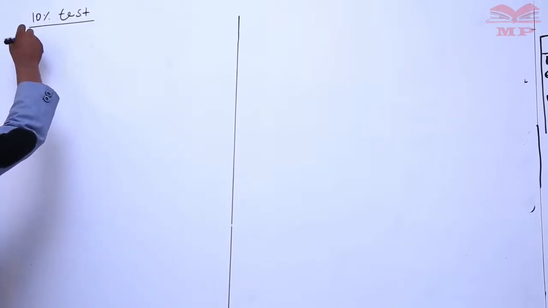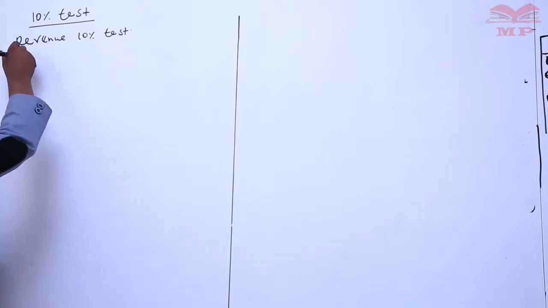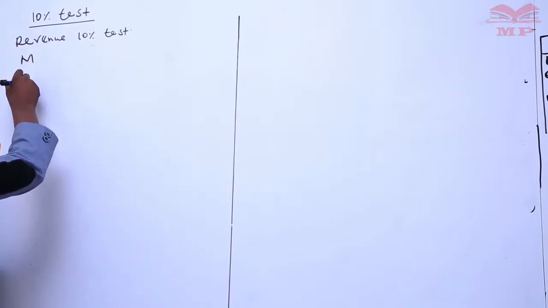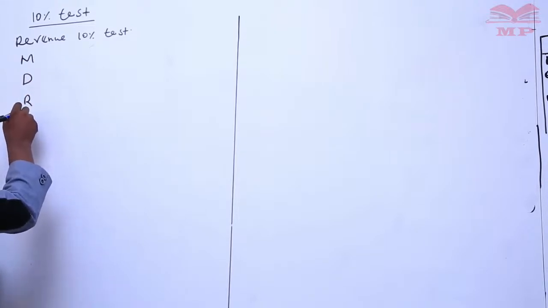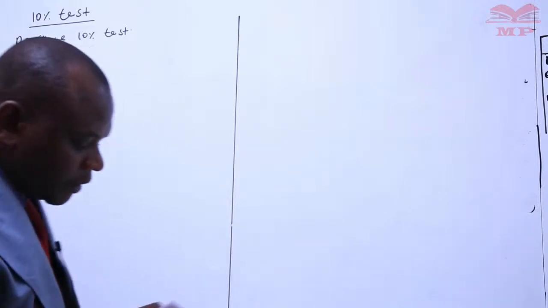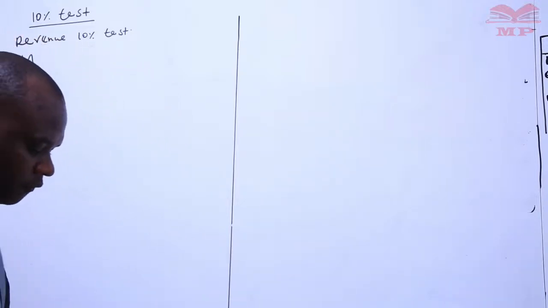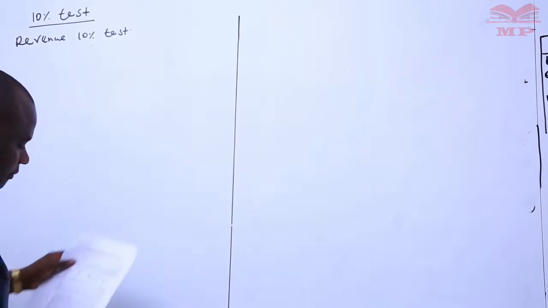So revenue. We have manufacturing, distribution, retailing, but we don't need to do that. That will be quite laborious. What we need to first do will be very laborious and time wasting.